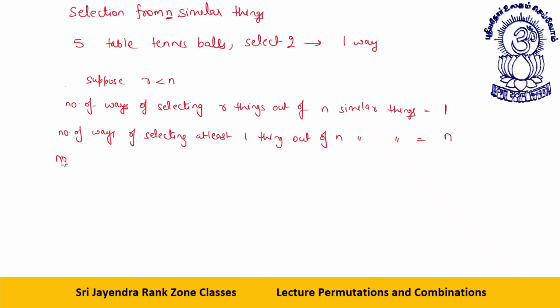Next, number of ways of selecting any number of things out of n things.